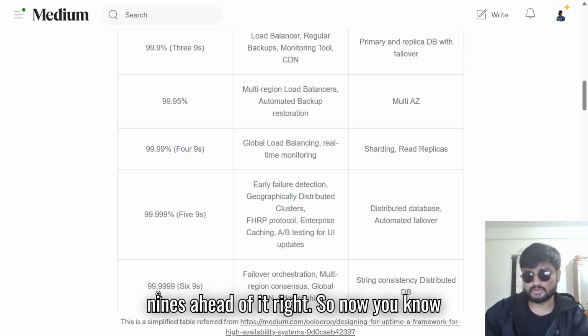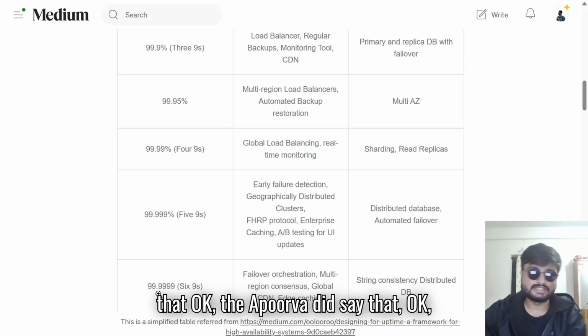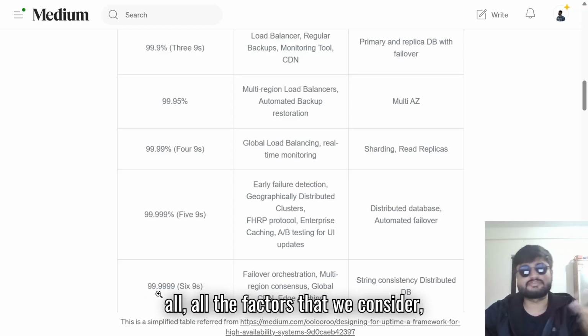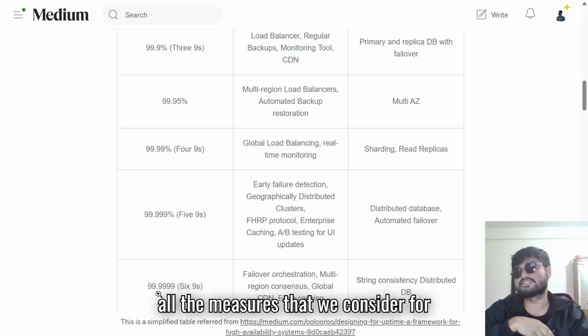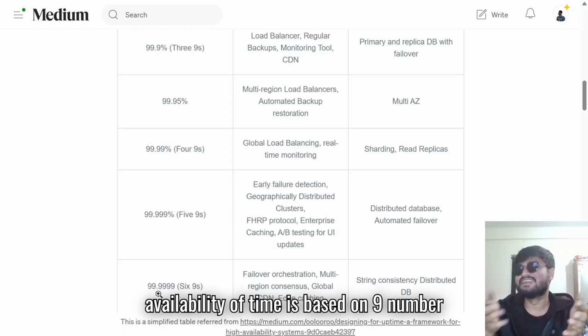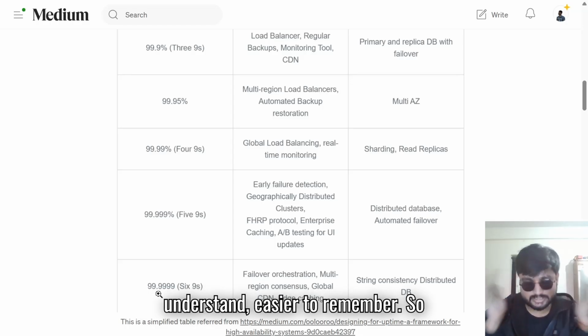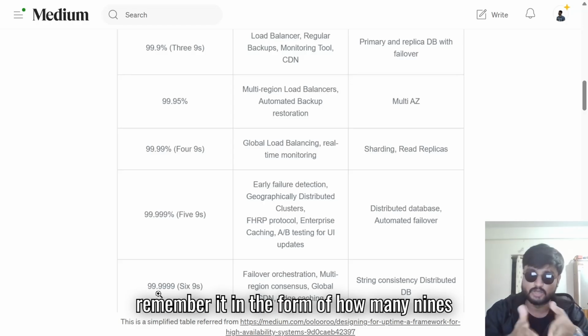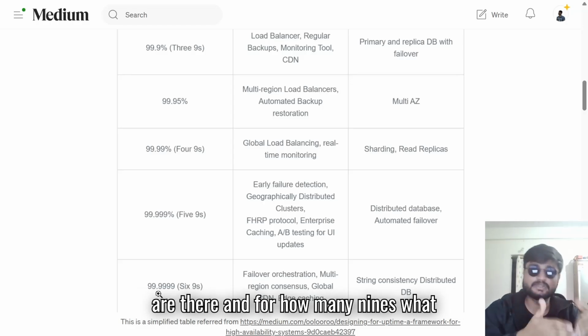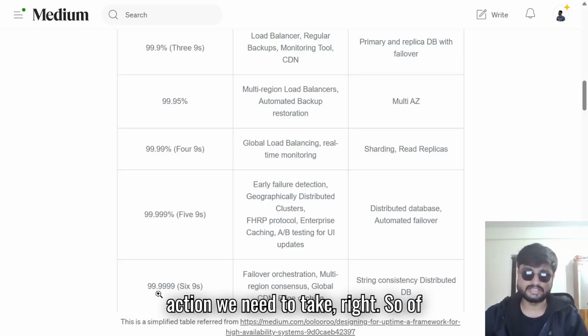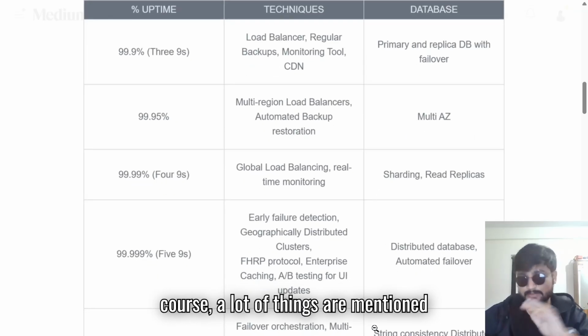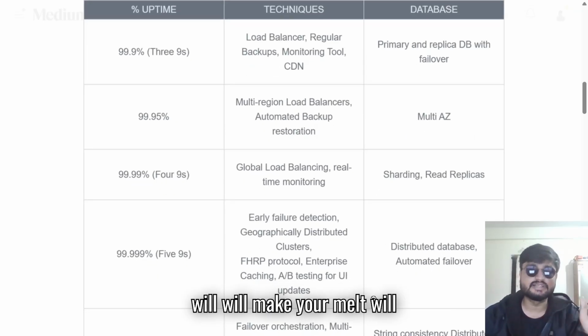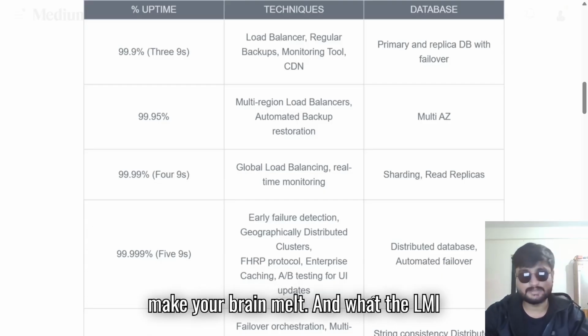So now you know that, okay, as Apurva did say, all the factors and measures that we consider for availability uptime are based on the number of nines, right? So it is easier to understand, easier to remember. Remember it in the form of how many nines there are, and for how many nines, what action we need to take, right? Of course, a lot of things mentioned here will make your brain melt.